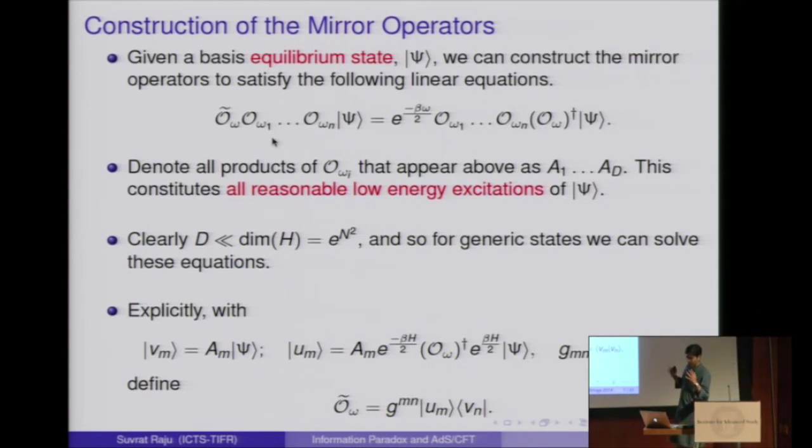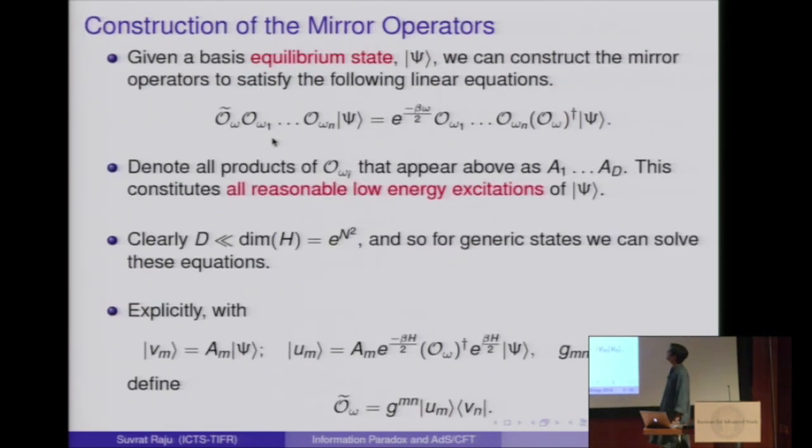You start off with some state of the black hole, and then you consider all possible ways in which you can excite this state. So you consider all possible reasonable experiments you can make about this state. All possible reasonable experiments are given by products of ordinary single trace operators in the boundary. So that's this set of products.